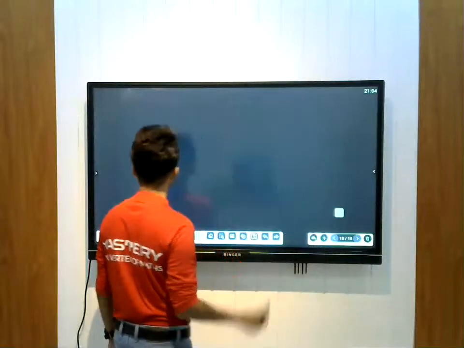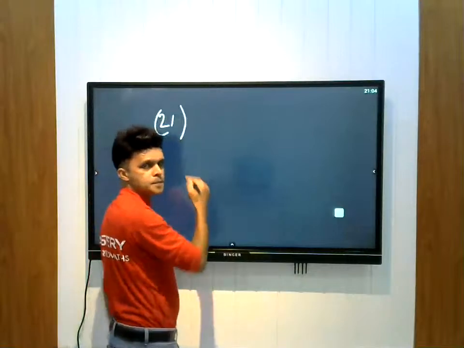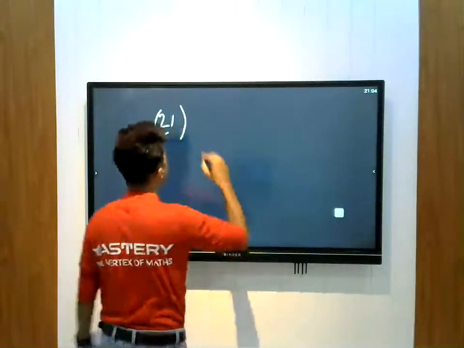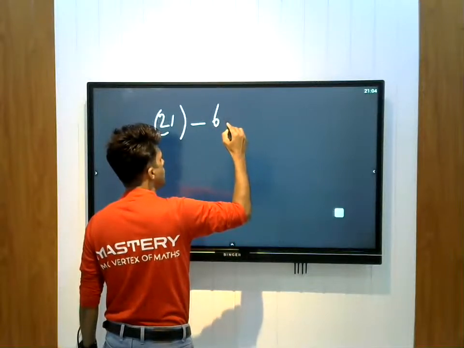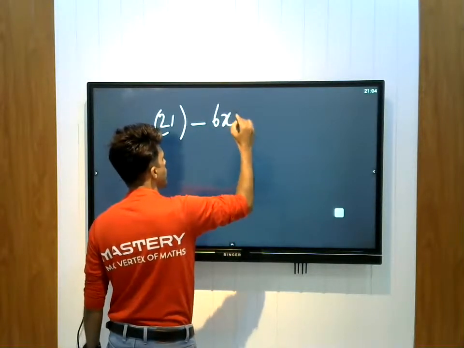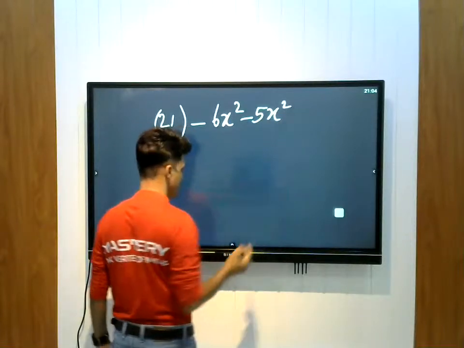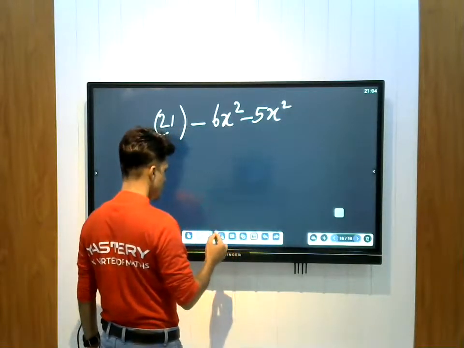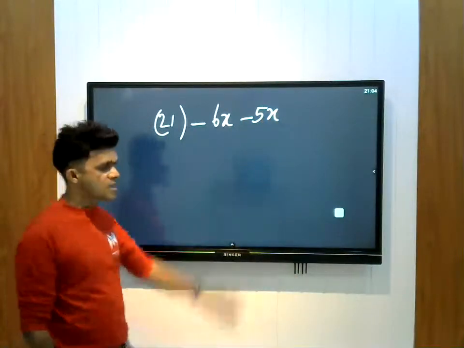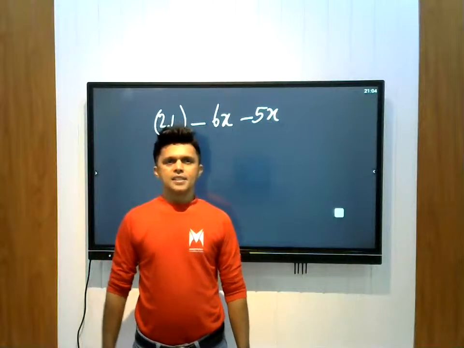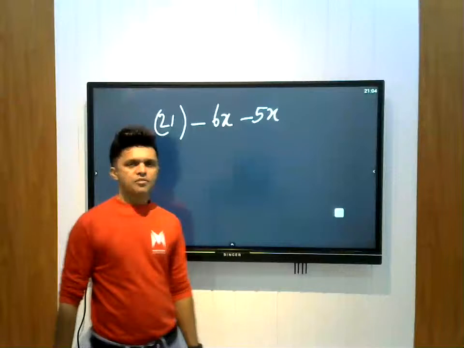Let's do the 21st question. Minus 6x squared minus 5x squared. What is the value here? This type of one. Minus 6x minus 5x. What is the answer?